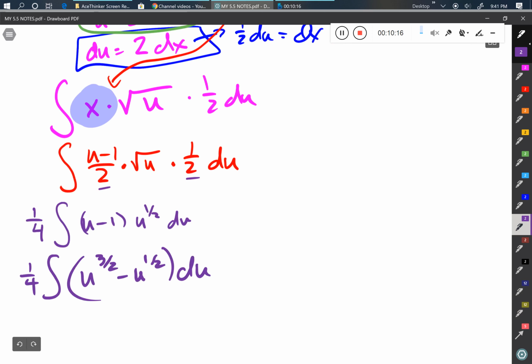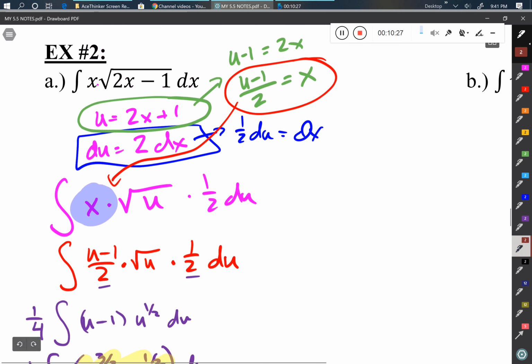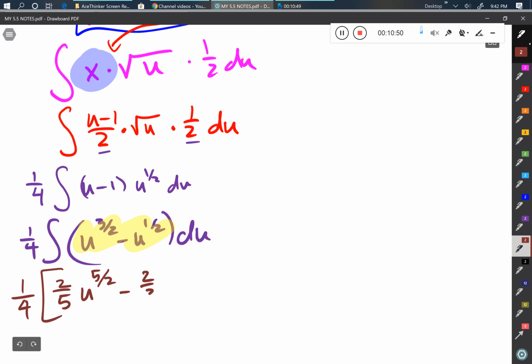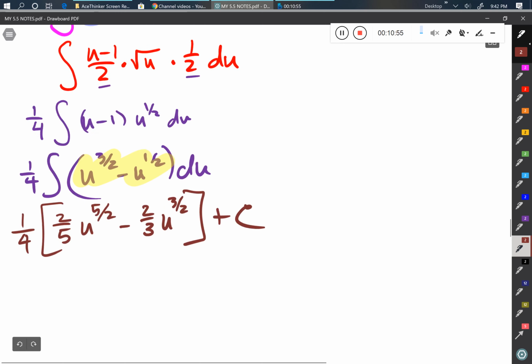And now at this point, this is an integral that we can actually do. And now it's better. I can't do this one up here because I don't know how to multiply an x times a root. That doesn't work for me. But down here, I know how to multiply a plain old root times a u. All right, so I'm going to get 1/4 times the integral of u to the 3/2, which is going to be 2/5 u to the 5/2, minus 2/3 u to the 3/2, plus c.